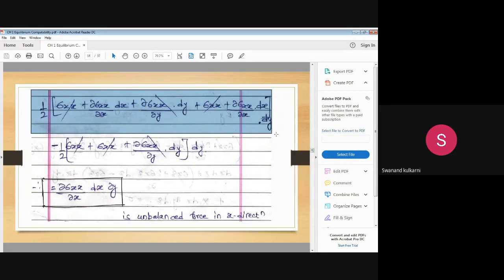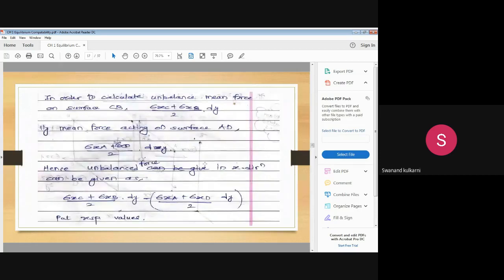Is it okay? So are you getting this concept? Yes, sir. Are you getting this concept? Yes, sir. Do you understand? Yes, sir. Okay, okay.